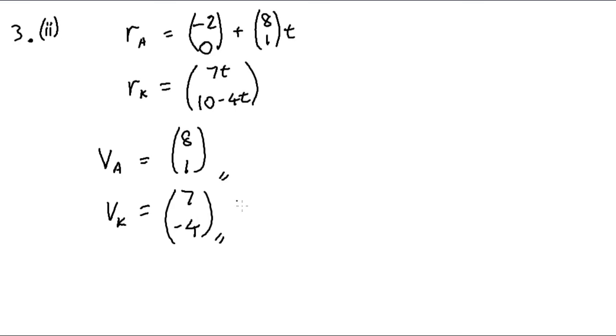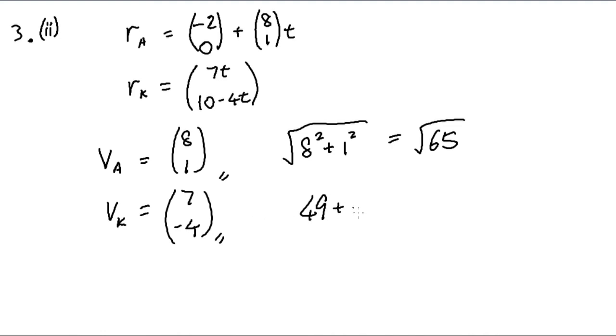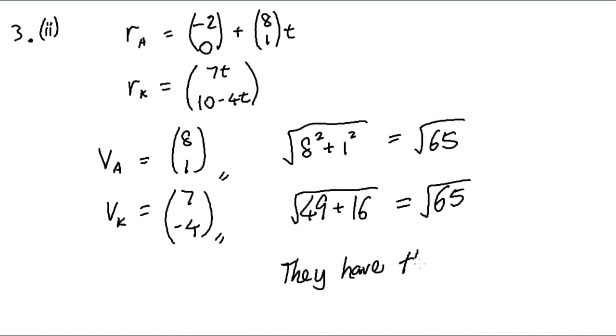Now to compare their speed means that I need to ignore all directions. So let's find the magnitude of these vectors. For this, it's 8 squared plus 1 squared, square root, which gives me root 65. And for this one is 49 plus 16, which gives me root 65 again. So comparing them, they have the same speed. And that is it for this question.